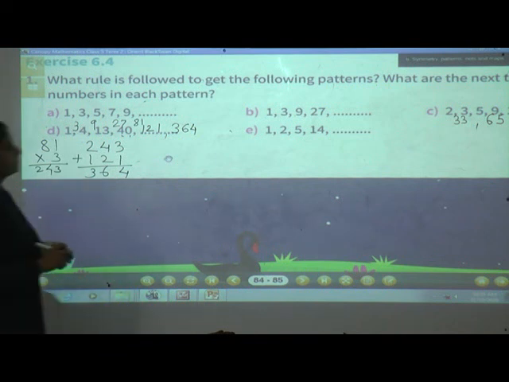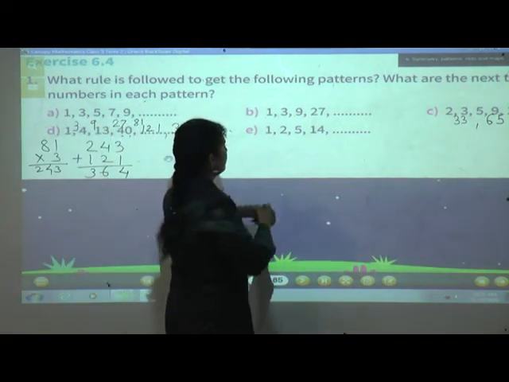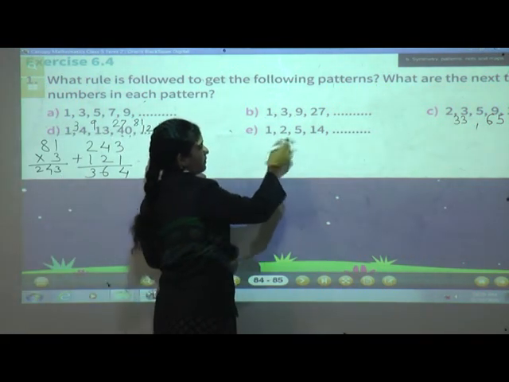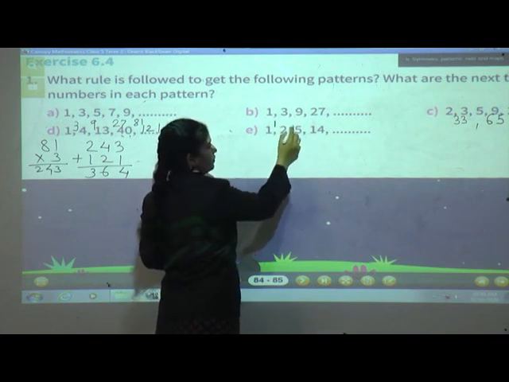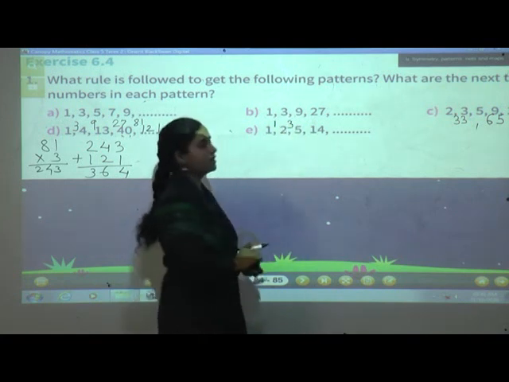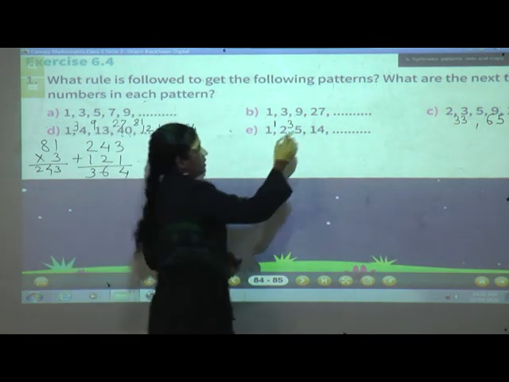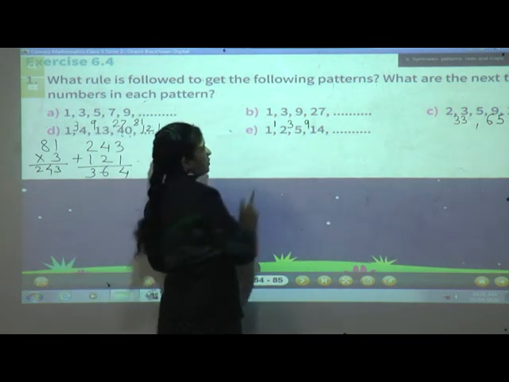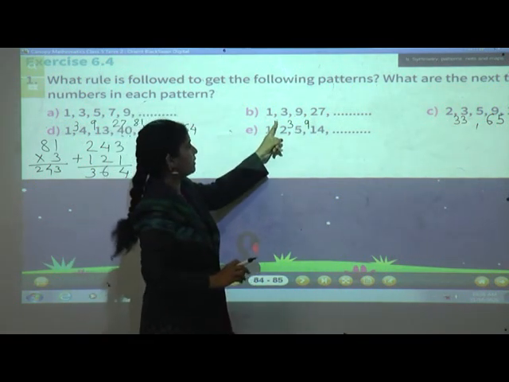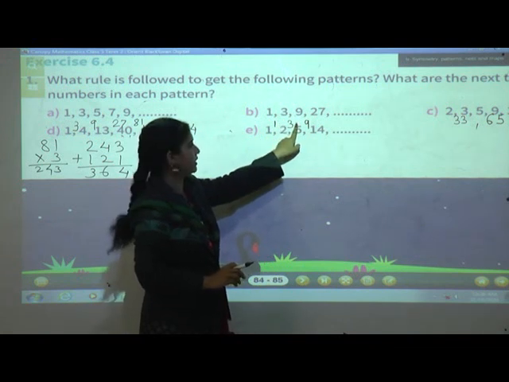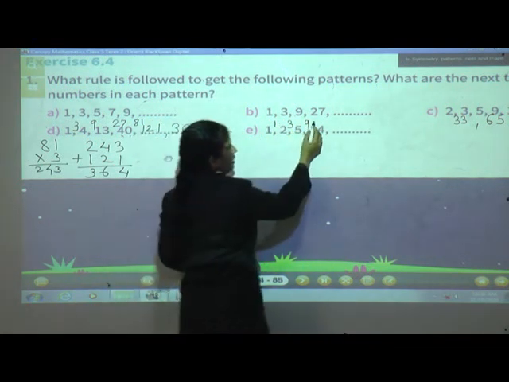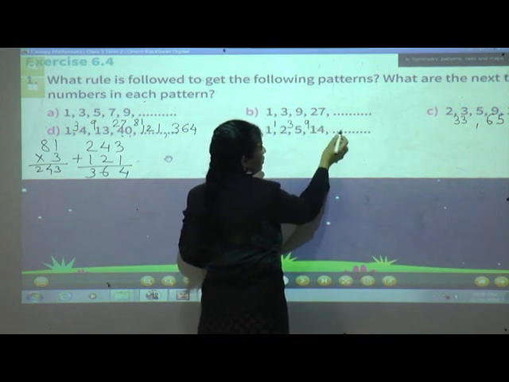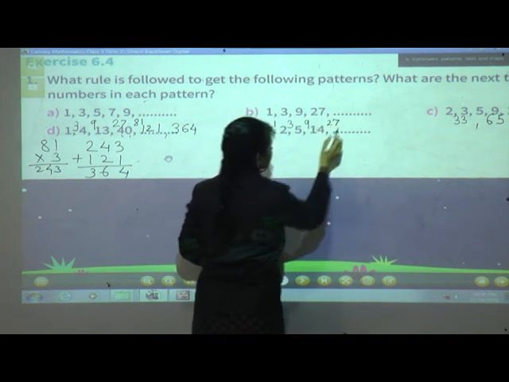See here. See, first of all we can follow the subtraction. 2 minus 1, 1. 5 minus 2, 3. 14 minus 5, yes students, 9. So here also they have multiplied 1 by 3, 3 will come. 3 multiplied by 3, 9. Okay, if you multiply again 9 by 3, 27 will come, isn't it?